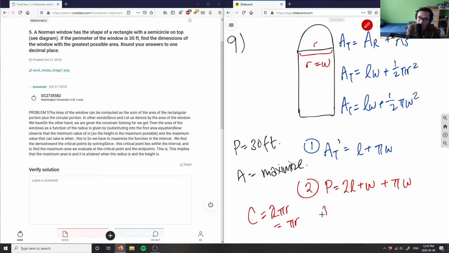And we know that the perimeter equals 30, right? So I have 2L plus w plus pi w. Again, I have a formula for basically my perimeter and my area.